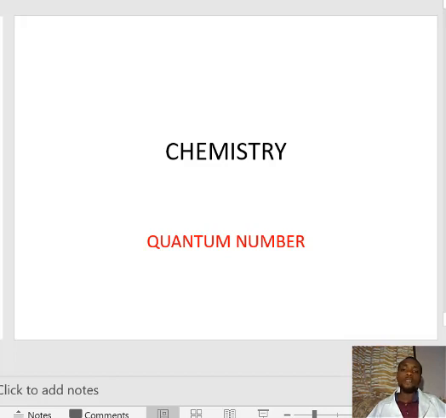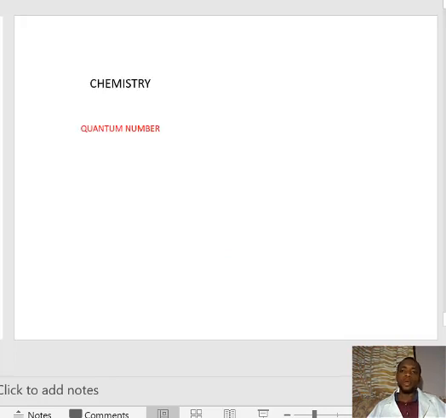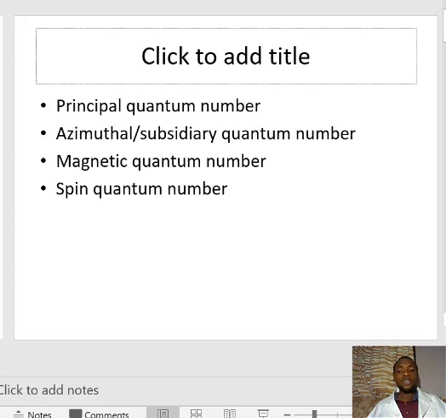We have four different quantum numbers as explained by Niels Bohr. The first quantum number, principal quantum number. The second one is azimuthal quantum number or subsidiary quantum number. The third one is magnetic quantum number. And the fourth one is the spin quantum number.